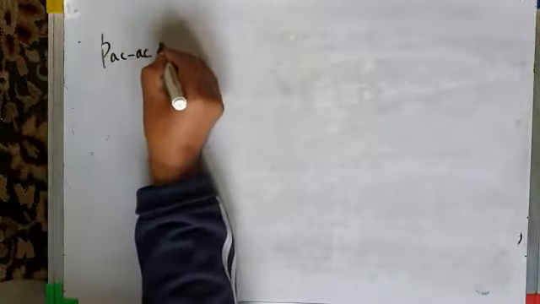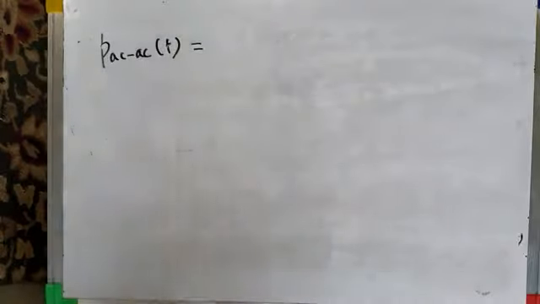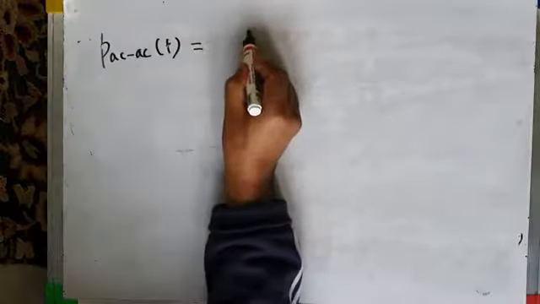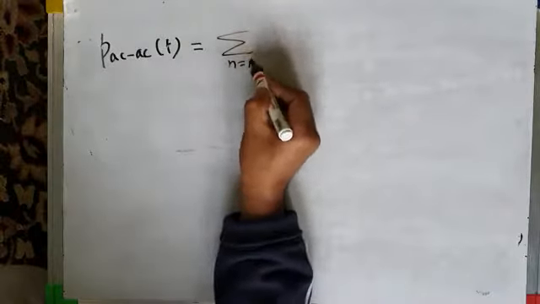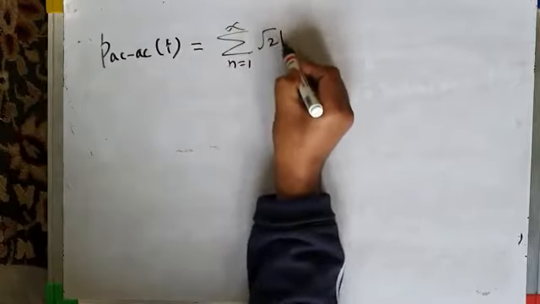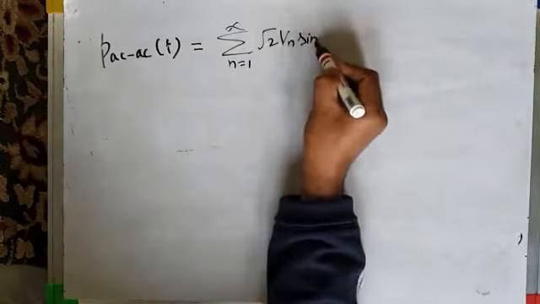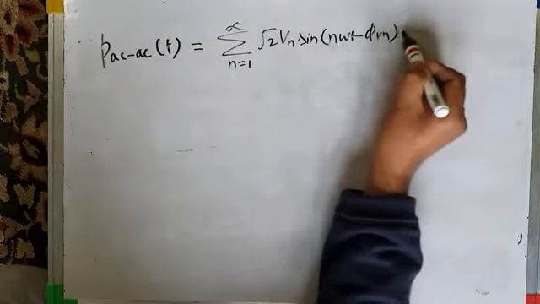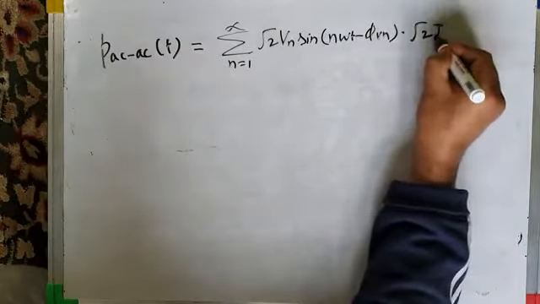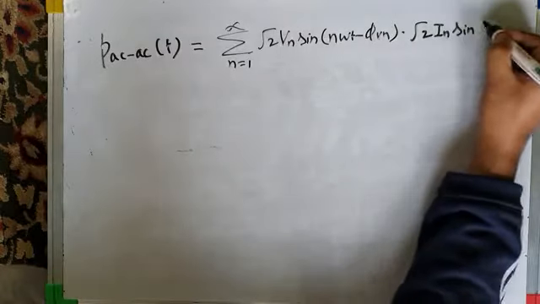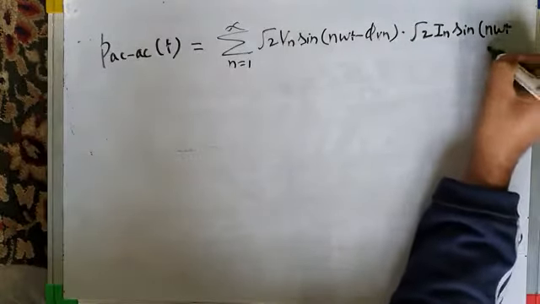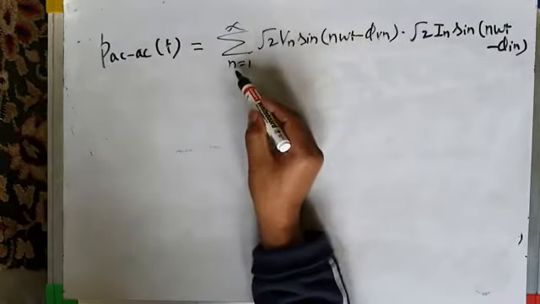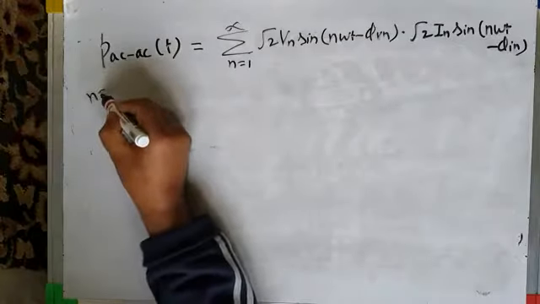So all this can be summarized and written like this: P_AC as a function of time is equal to summation n equal to 1 to infinity of root 2 V_n sine of n omega t minus phi V_n, into root 2 I_n sine of n omega t minus phi I_n. So this is the case when n is the same as h, n equal to h.